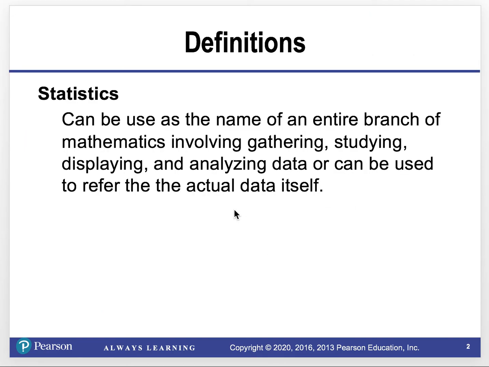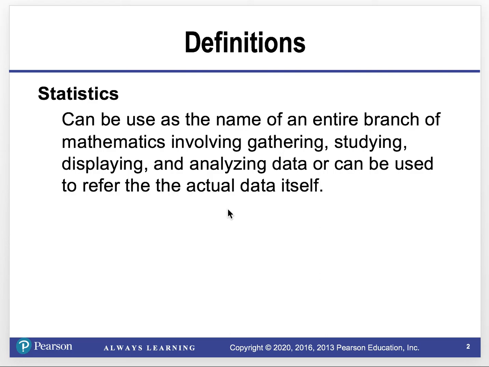And so first we have a definition of statistics. Now statistics can be used in two ways. It can be used as the name of an entire branch of mathematics involving gathering, studying, displaying, and analyzing data, or it can be used to refer to the actual data itself.